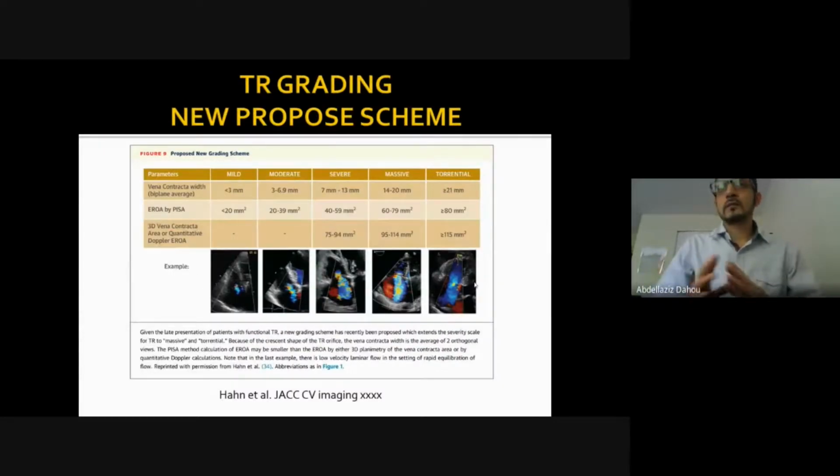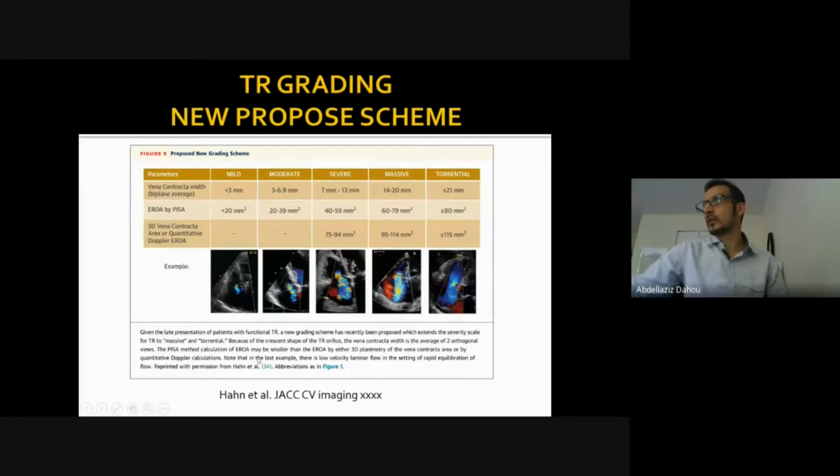I showed you a case of a patient with a large gap. These are patients non-treated for a long time, and the regurgitation is very severe, a huge regurgitation. So some people propose a new classification of the tricuspid regurgitation. Instead of saying severe, they divided the severe range into 3 categories: severe, massive, and torrential. And you have here the cutoffs from this view published a couple of years ago.